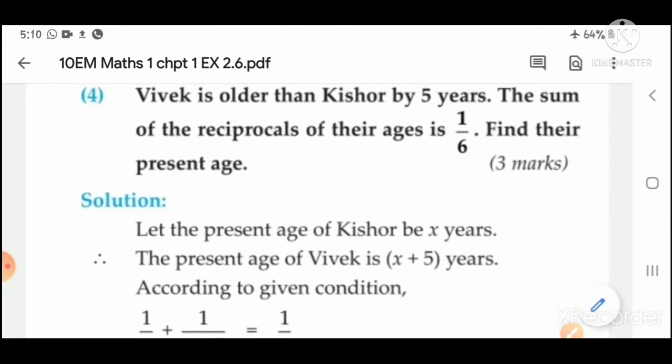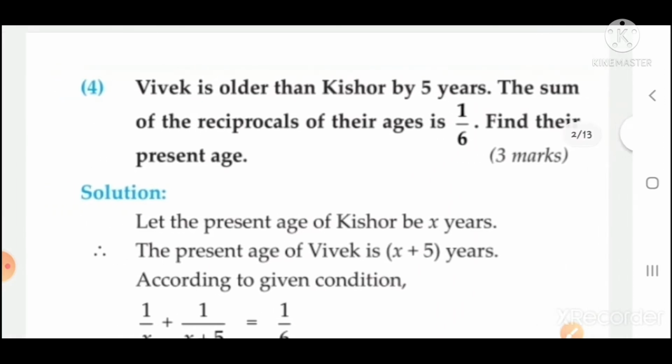ऐसे एक sum है, same kind of sum that we'll see first. That is sum number 4 of your textbook exercise. This is also a similar kind of sum. इसके लिए इसको हम लोग साथ में देख रहे हैं. Okay. See, Vivek is older than Kishore by 5 years. That means Vivek बड़ा है किशोर से 5 साल. The sum of the reciprocal of the ages is 1/6. Find their present age.